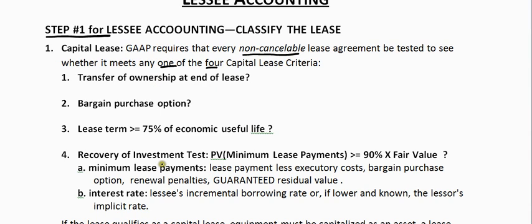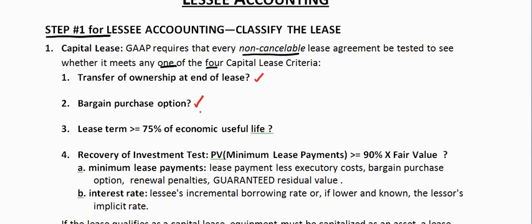And these are set in order so you get the easy ones out of the way and then go to the more difficult ones. So the first question would be, does it transfer ownership at the end of the lease? If yes, then it is a capital lease. Does it have a bargain purchase option? So what does that mean? Does it give the lessee the option of buying the equipment at the end of the lease at a price that today is expected to be a bargain?